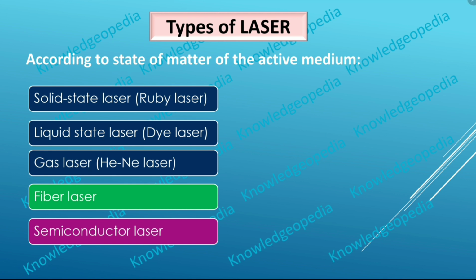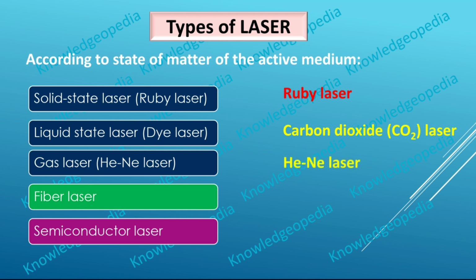Today we will be discussing few of the lasers which are there in your syllabus. So we will be discussing about ruby laser, carbon dioxide laser and helium neon laser. Out of these three, ruby laser is a solid state laser, and carbon dioxide laser and helium neon laser, these two are gas lasers. So today we will be discussing about ruby laser.